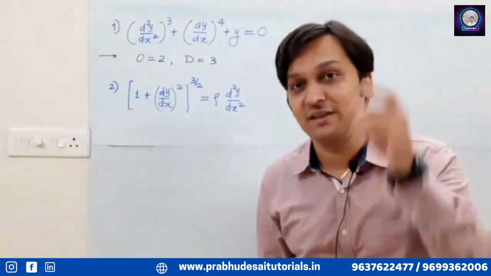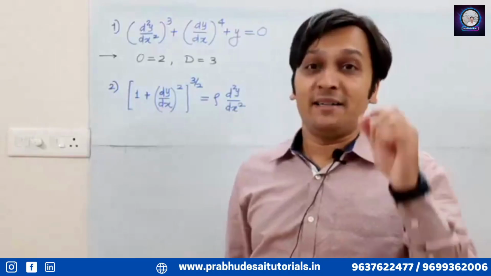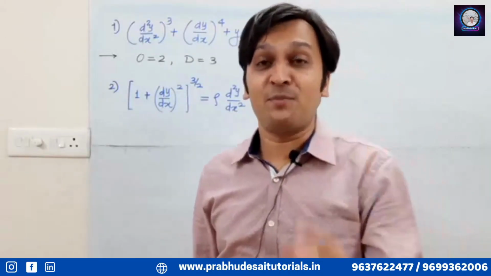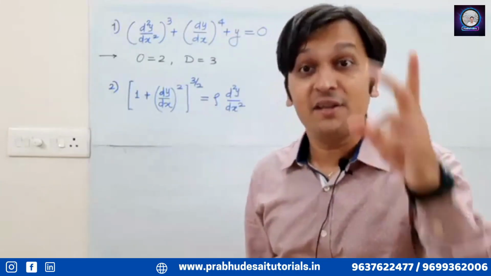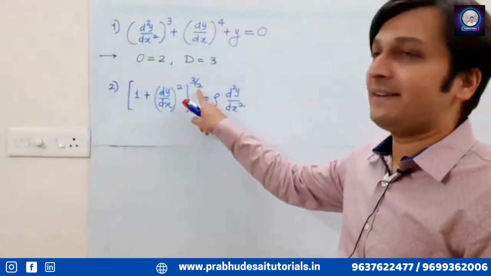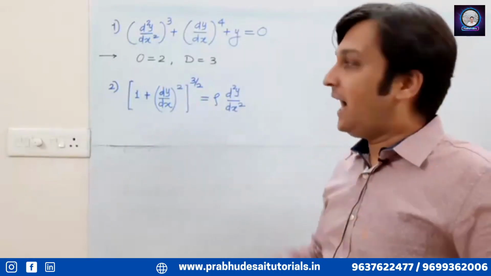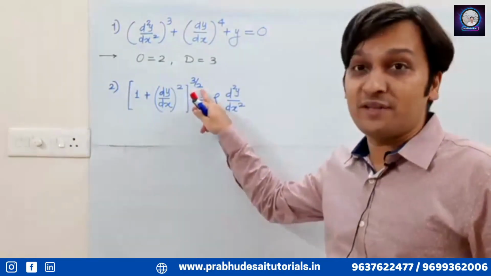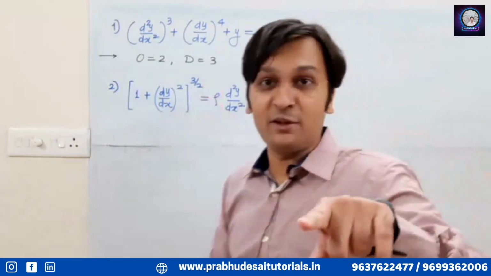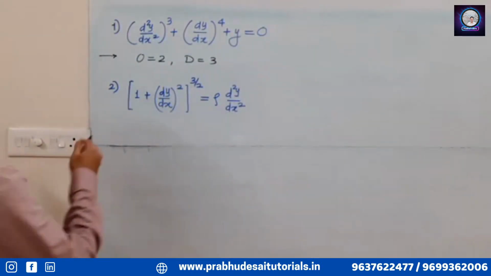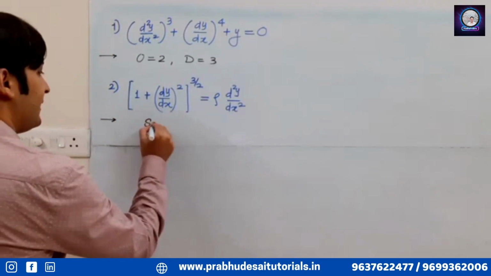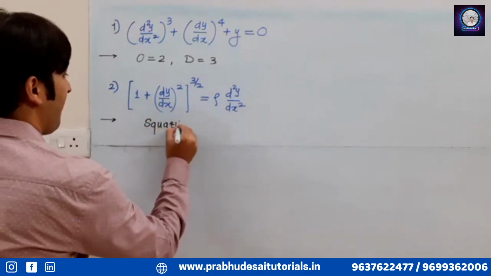Read the definition. A differential equation must be free from roots, radicals, fractional powers and negative powers. This is a fraction, so we cannot write the order and degree. How to remove this fraction? Squaring both sides. The power is 3 by 2, so a root is included. So we have to square both sides. Just check what I'm going to get.